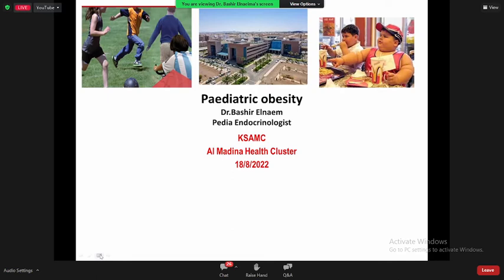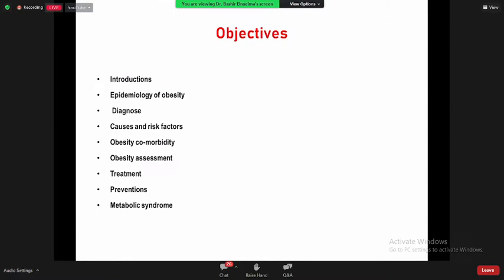This is going to be about pediatric obesity. The objective of this presentation is to cover the following points: an introduction, epidemiology of obesity, diagnosis (how we diagnose it), causes and risk factors, obesity comorbidities, obesity assessment and treatment, prevention, and one slide about metabolic syndrome.